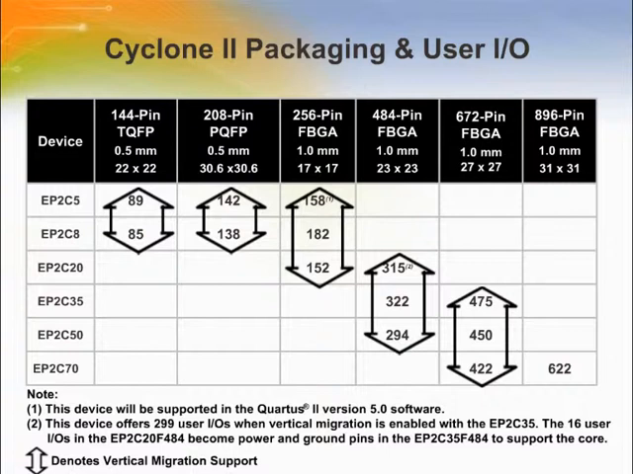Vertical migration means that you can migrate to devices whose dedicated pins, configuration pins, and power pins are the same for a given package across device densities. Cyclone II devices support vertical migration within the same package. For example, you can migrate between the EP2C35, EP2C50, and EP2C70 devices in the 672-pin FineLine BGA package.